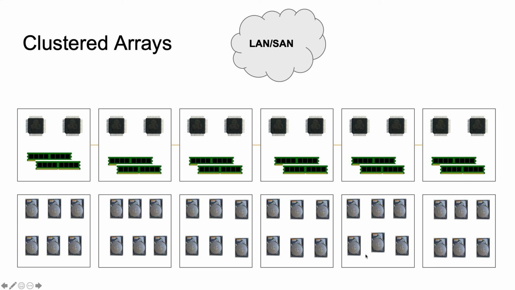With a traditional modular array, I'd have 3 modular arrays, each independent, but with a clustered array, you're essentially having one giant storage array, and I'm able to add these nodes or storage controllers as I need performance. If I need more cache or CPU, I just add another storage controller. If I need more disk, I just add another shelf. So it gives you ultimate scale across any requirement.